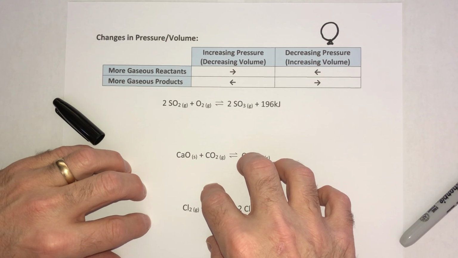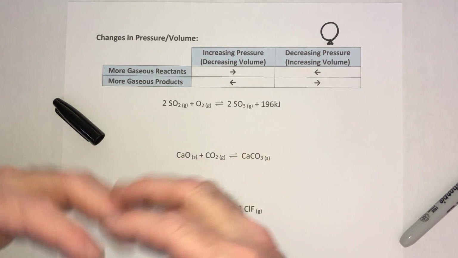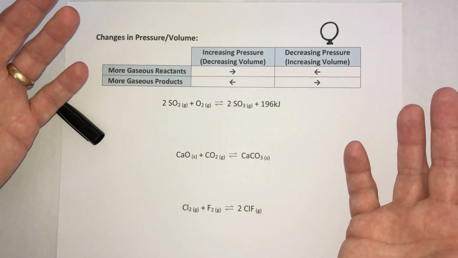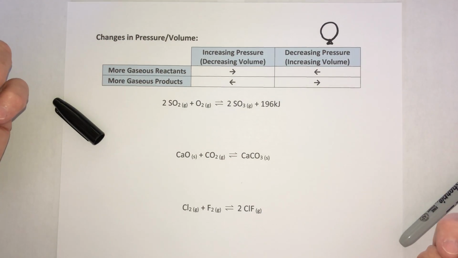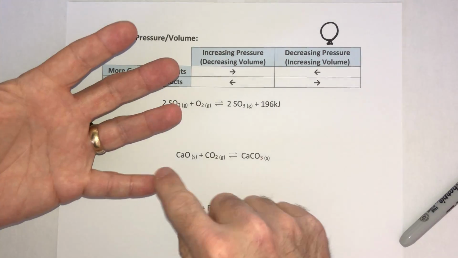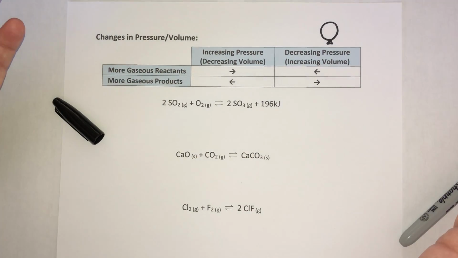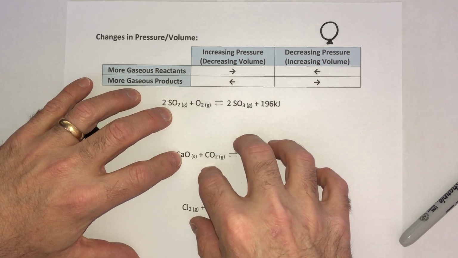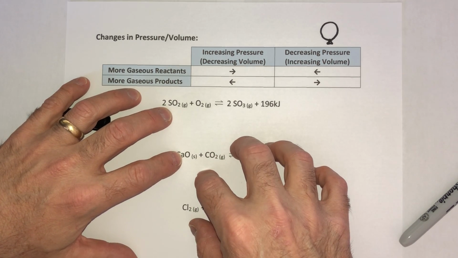When we were talking about changing concentration, it didn't really matter if you had a gas or an aqueous or what you had. When we were talking about increasing or decreasing temperature, again, it didn't matter if you had solids, liquids, gases, aqueous, doesn't matter. But when we talk about changes in pressures and volumes, it really only affects gases, right?